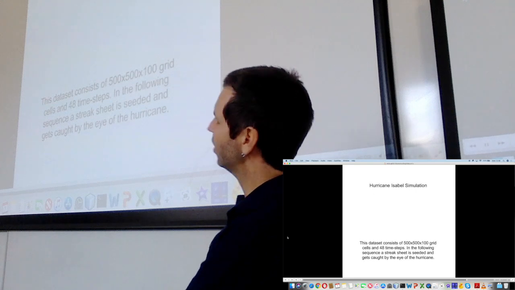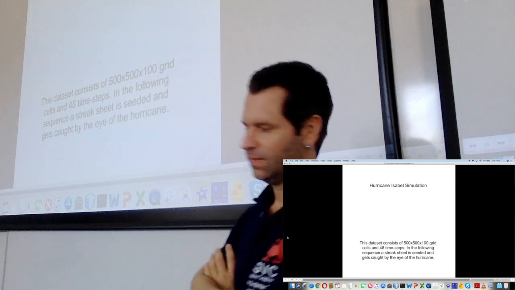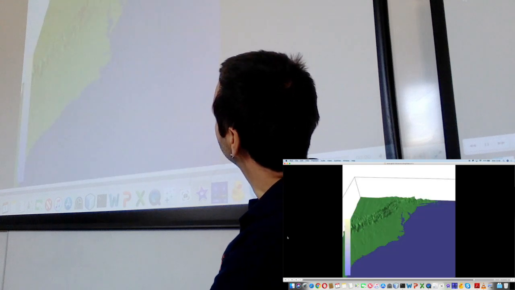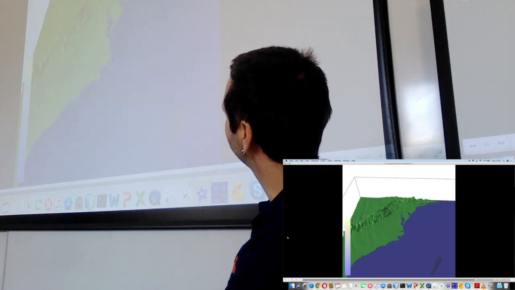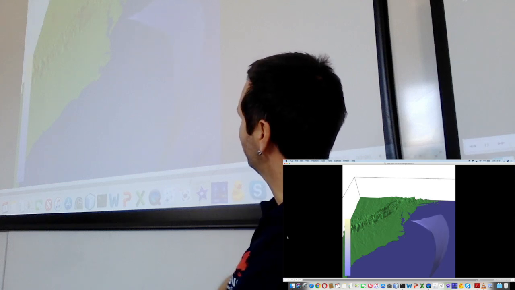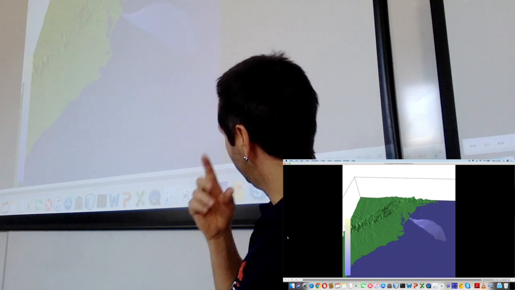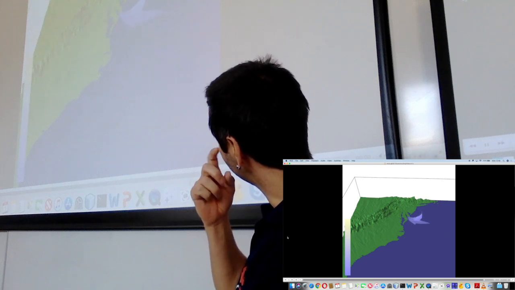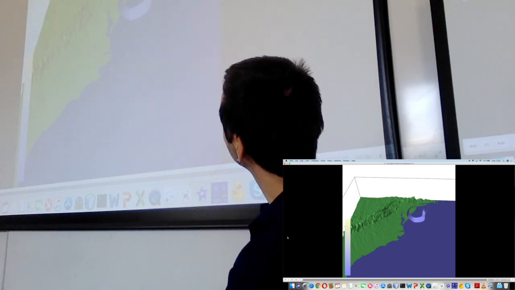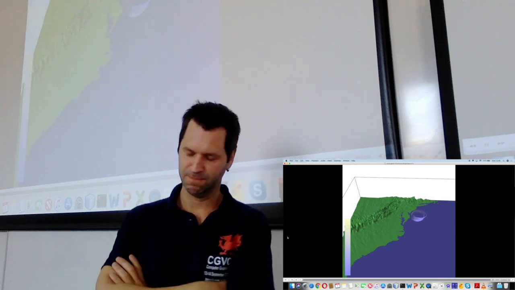Some of you might even recognize that image. So this is a Hurricane Isabel simulation. It's a very, very large streak surface. So it looks like a wave or something. It's a streak surface probably the size of Maryland or something like that. It's a little bit hard to see with the colors there.